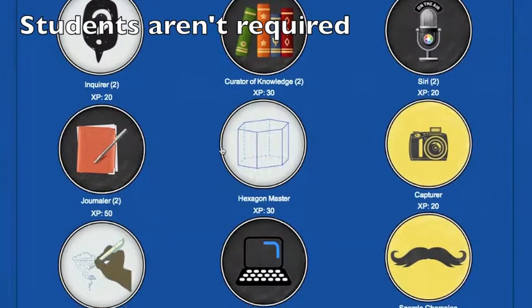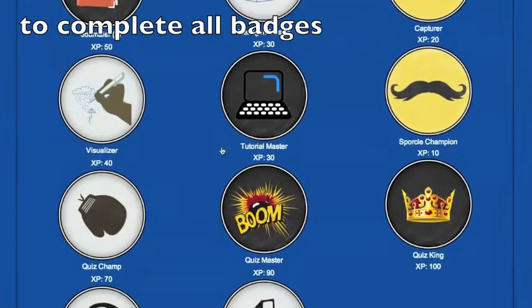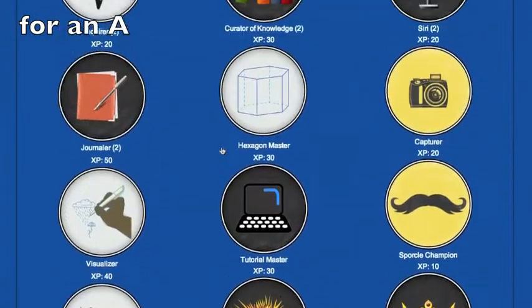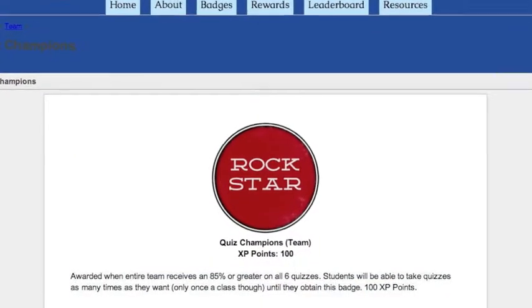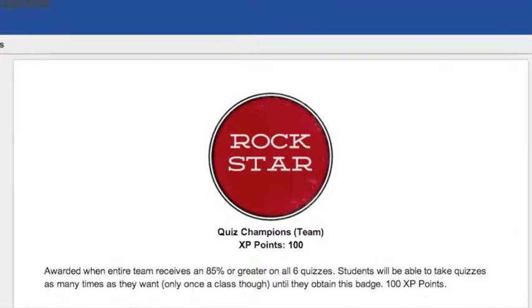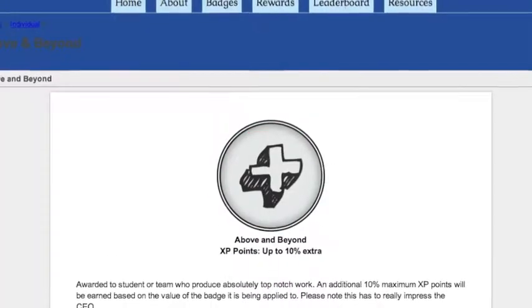On the first day of the unit, students could look at all the different badges that they could earn, the XP points available, both individual and team, and they soon found out that team badges were very, very important, and the whole team dynamic was extremely important to succeed.